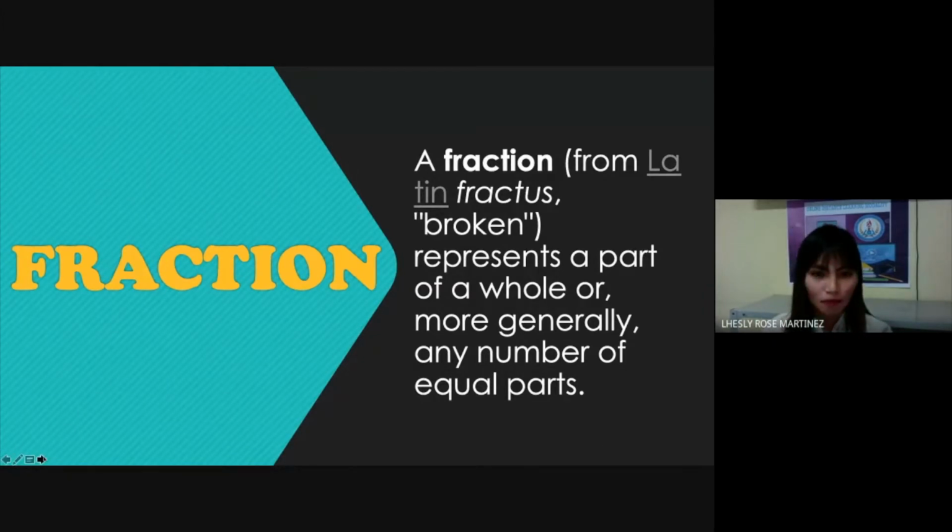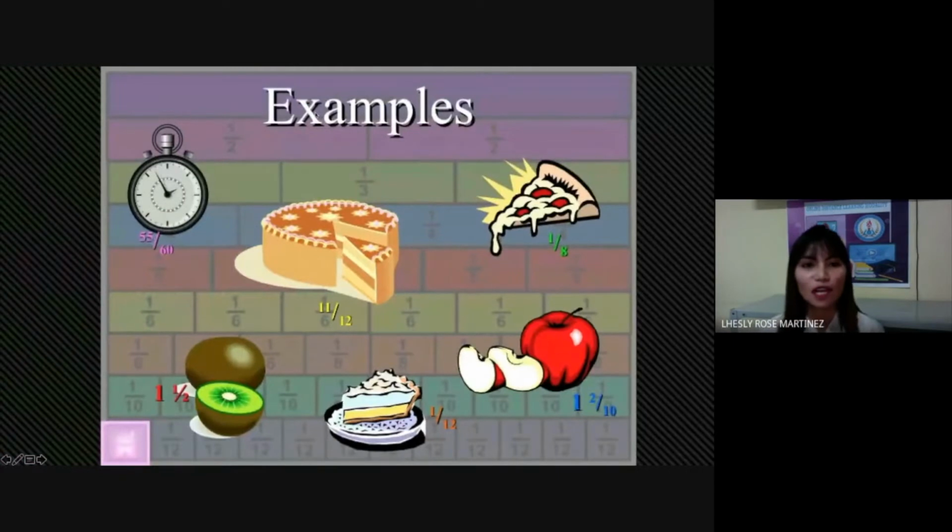Okay, so these are examples of fractions. We have 55 over 60, 11 over 12, 1 and 1/2, 1/12, 1/8, and then 1 and 2/10. These are some of the examples of fractions.